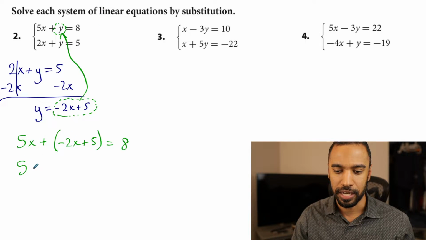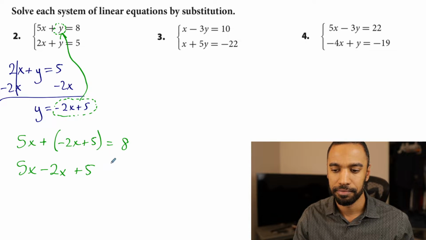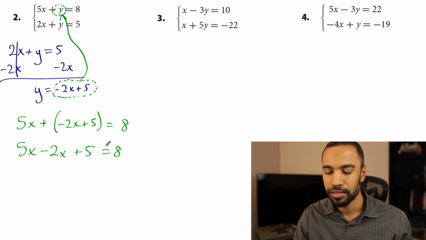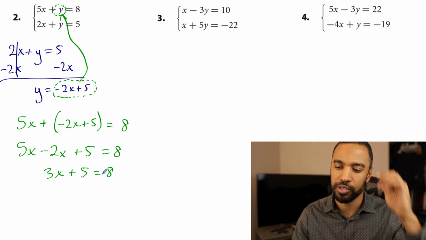Adding a negative 2 becomes minus 2, or 2x, and adding a 5 becomes plus 5. So the parentheses were rendered useless, but I'm still going to stick to parentheses for when they actually matter. Combine like terms, 3x plus 5 equals 8.